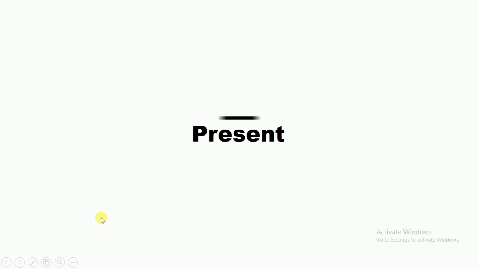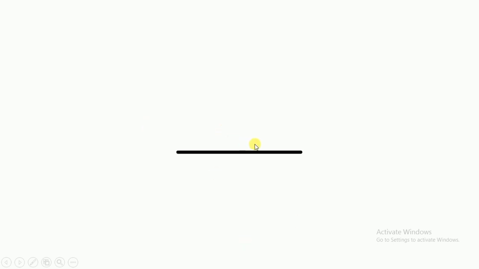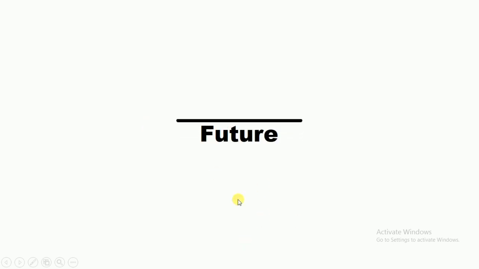When I click, here comes a line, and on my next click it comes down and hides the text, and on the next click it reveals another text, and after the last click it removes. So let us create this.